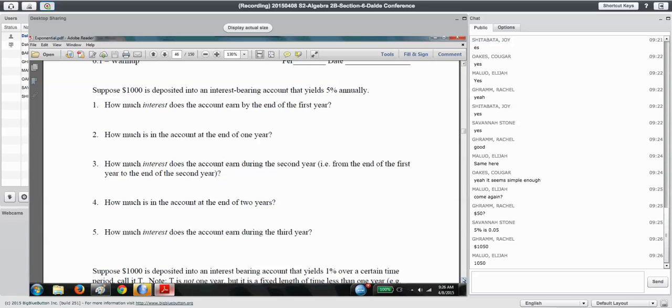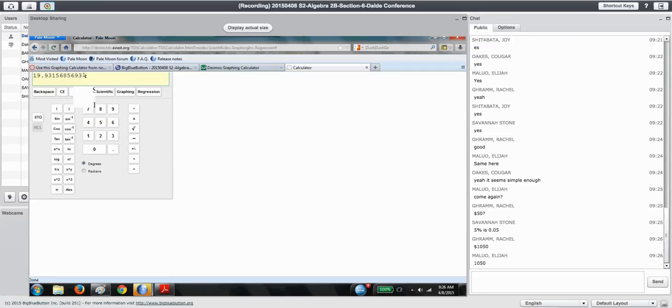Now my other question is, what you did then is you multiplied 1,000 times 0.05 and you got 50, right? Is there a number I can multiply 1,000 by to get my answer right off the bat? Because what you did was multiply 1,000 times 0.05 and get 50 and then add that to 1,000. Is there a number I can multiply that by to get 1050 right off the bat?